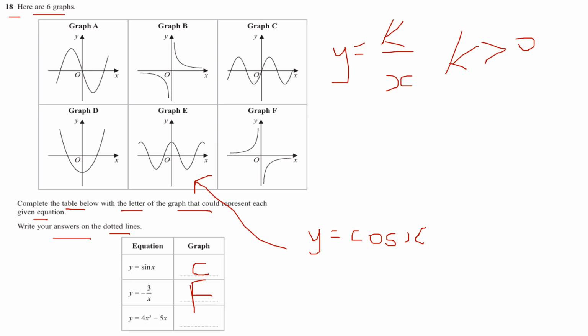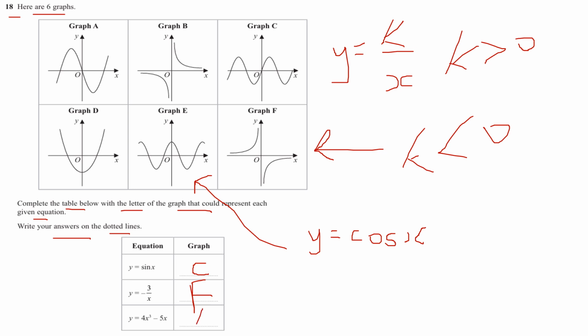Okay, if k is less than 0, then it looks something like graph F. So again, a lot of these questions are obviously committing to memory. The next one, y equals 4x cubed minus 5x. This is a cubic graph. Cubic graph here will obviously be graph A.